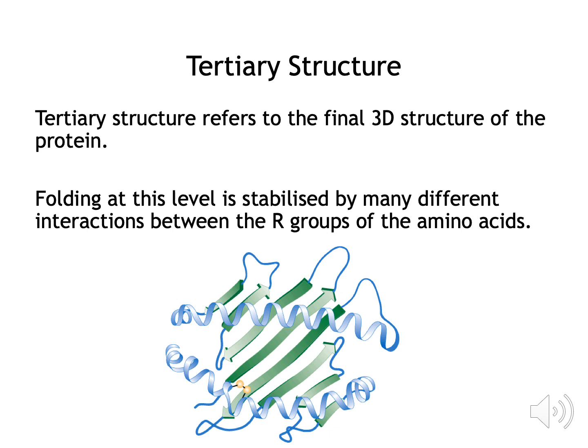After secondary structure, the polypeptide folds into its final 3D structure, known as the tertiary structure. Folding at this level is stabilised by many different interactions between the R groups of the amino acids. You need to know all 5 interactions that allow the tertiary structure to maintain its shape.